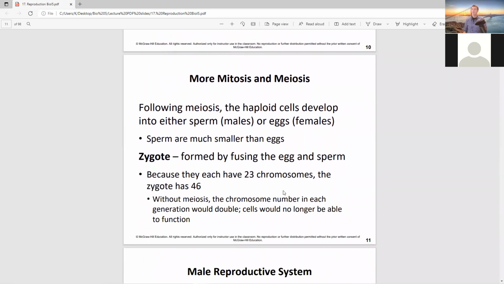So following meiosis, the haploid cells develop into either sperm in males or eggs in females, and sperm are much smaller than eggs, and the zygote is formed by fusing the egg and sperm. And because they each have 23 chromosomes, the zygote has 46. So without meiosis, the chromosome number in each generation would double, and cells would no longer be able to function.